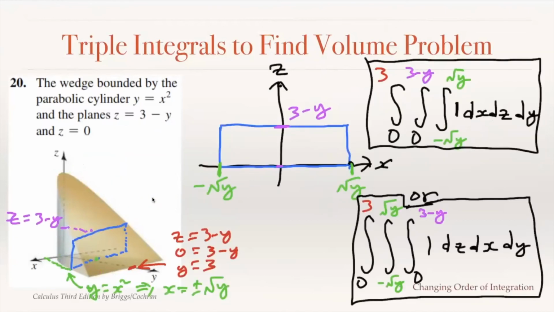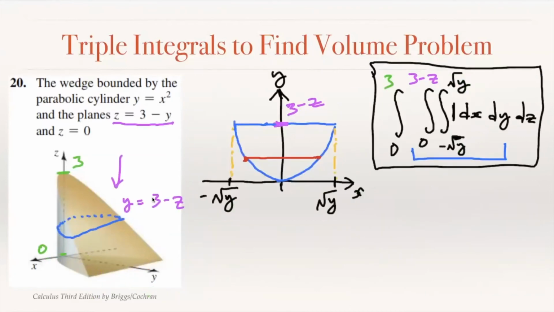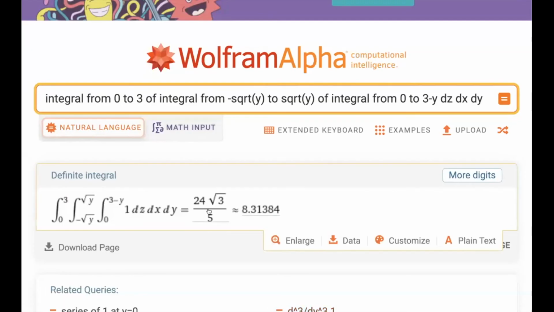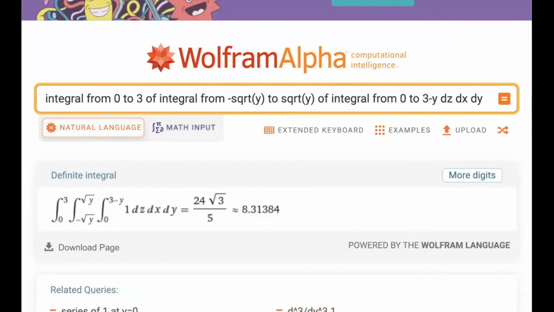So we have three very different looking triple integrals, just in terms of their appearance. This one is dx dy dz. This one is dx dz dy. This is dz dx dy. But all three of these yield the same result. We can compute them, but if you don't believe me, let me show you a nice resource. Wolfram Alpha, wolframalpha.com, can compute triple integrals for you.